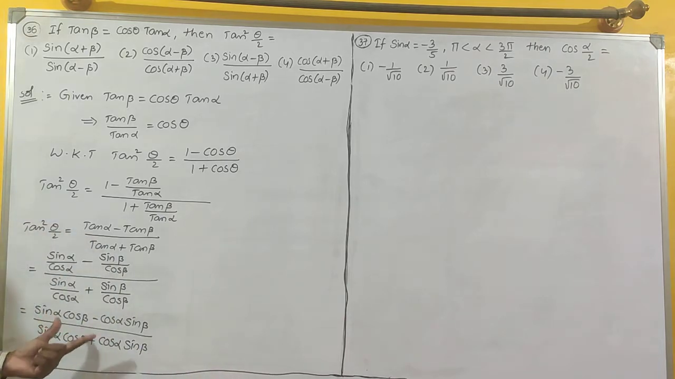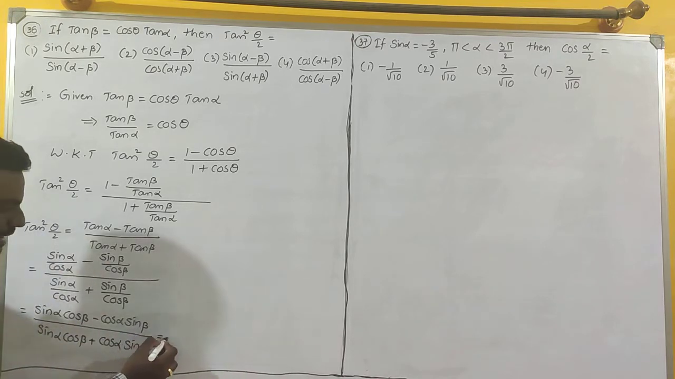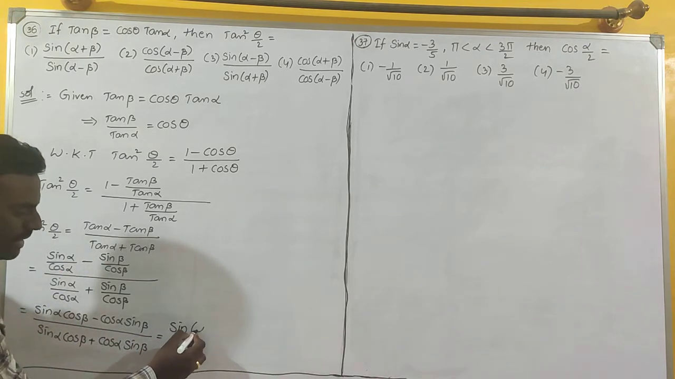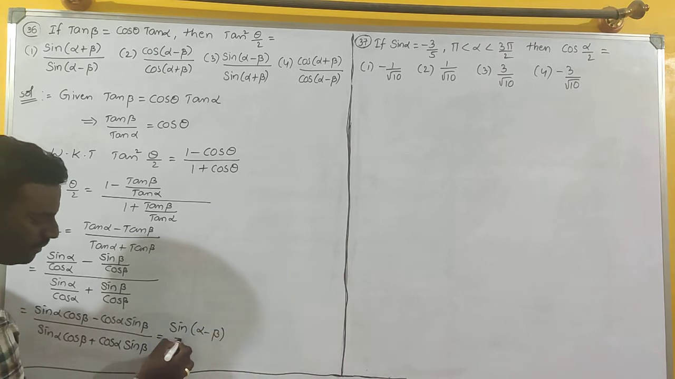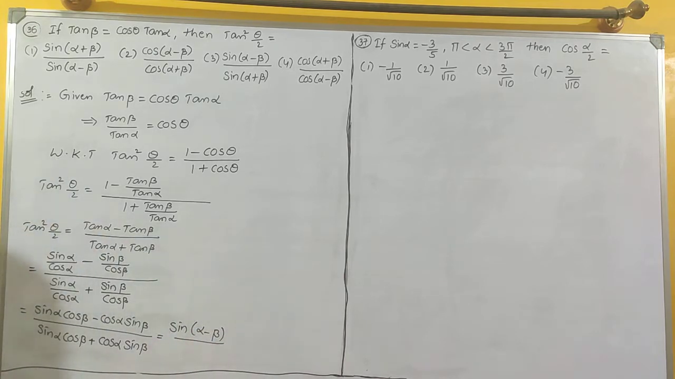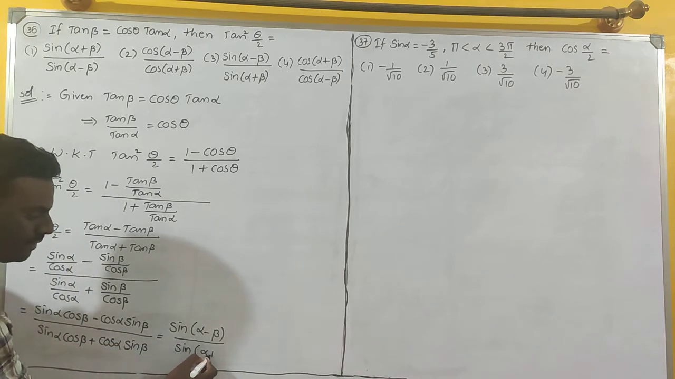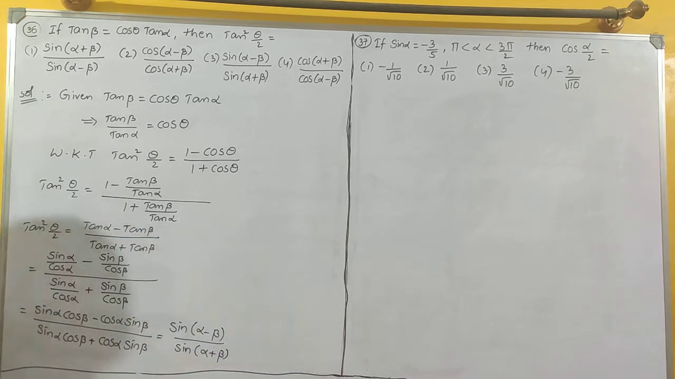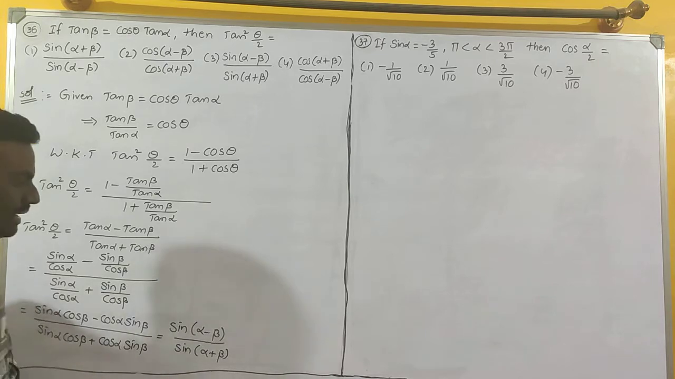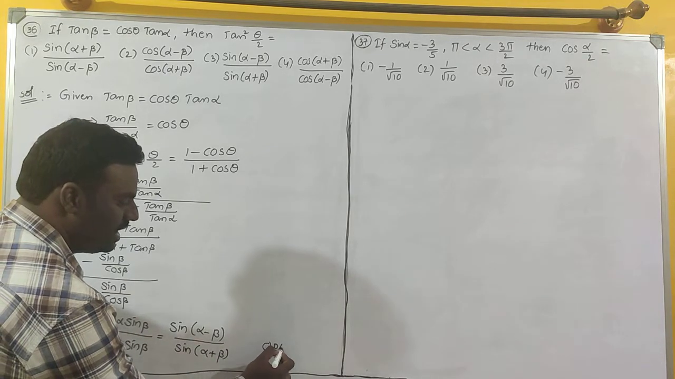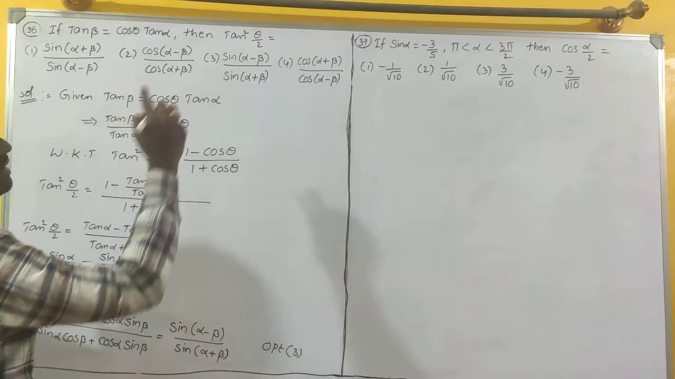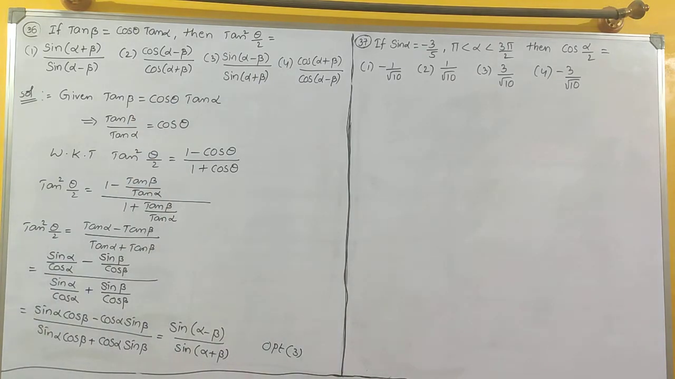Now this numerator is in the form of sin A cos B minus cos A sin B, that is nothing but sin of A minus B. Denominator is nothing but sin A cos B plus cos A sin B, that is nothing but sin of A plus B. So therefore the final answer is sin alpha minus beta by sin alpha plus beta, that is nothing but option 3, the correct answer for question number 36.